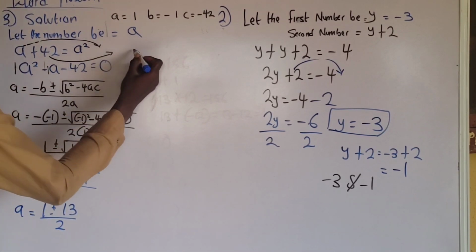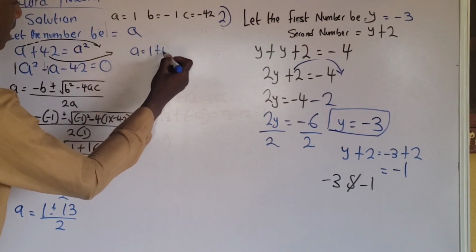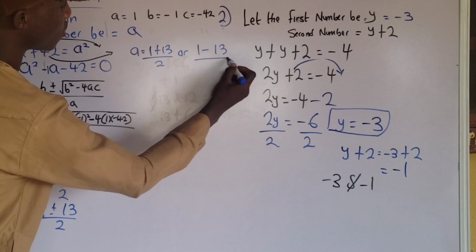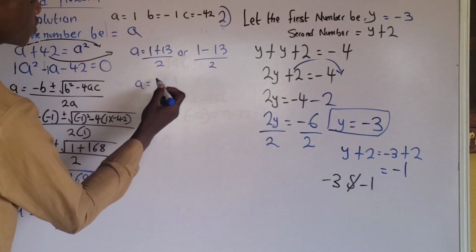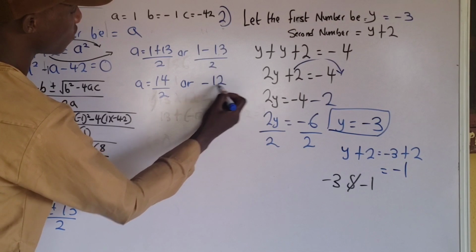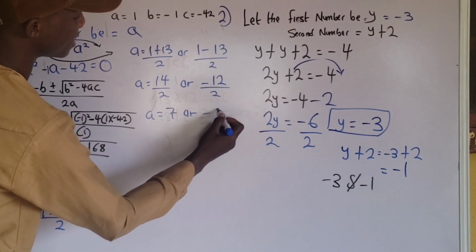So I'm going to separate this now. a is equal to 1 plus 13 all over 2, or 1 minus 13 all over 2. So a is equal to 14 over 2, or negative 12 over 2. a is equal to 7 or negative 6.